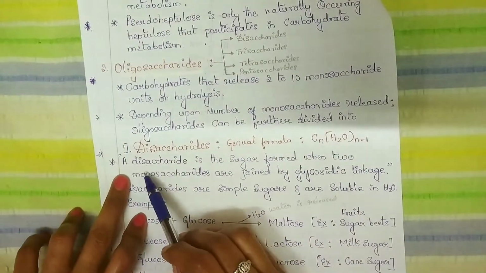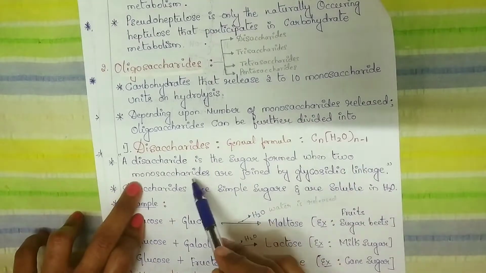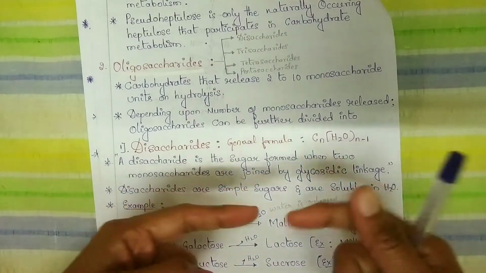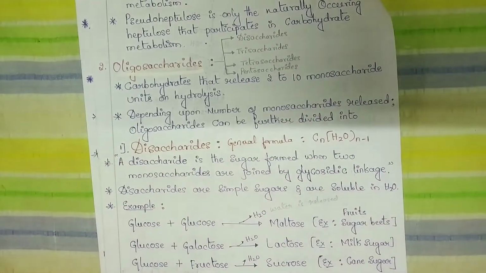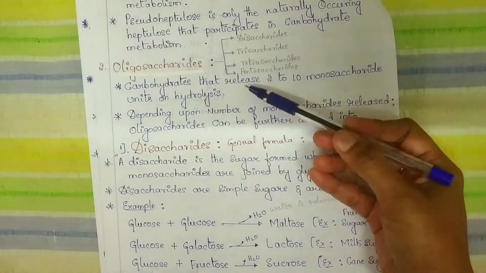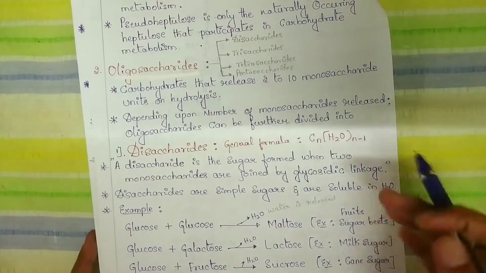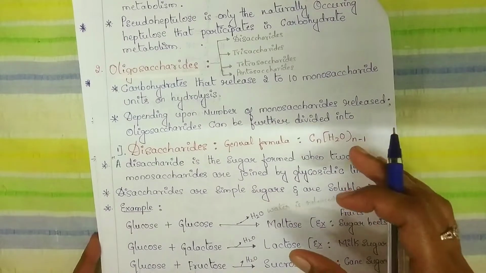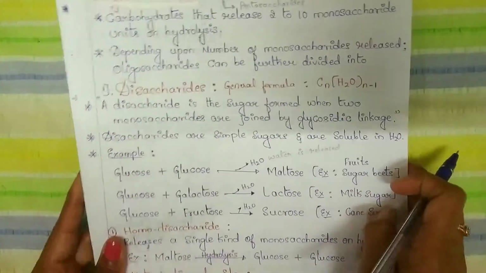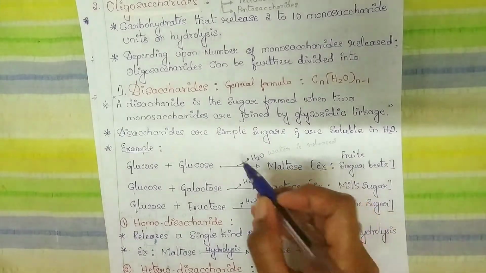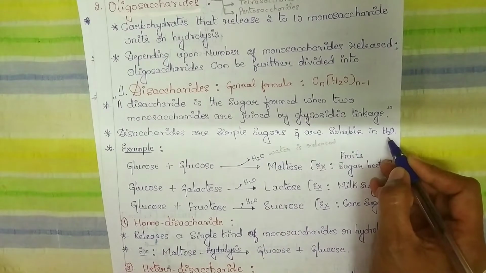If I had to say it in a sentence form, a disaccharide is the sugar formed when 2 monosaccharides are joined or linked by glycosidic linkage. I have given it in this way, that's why I wrote this one in the opposite way. Both are the same. Now we will move on to the next one. These disaccharides are simple sugars and are soluble in water.